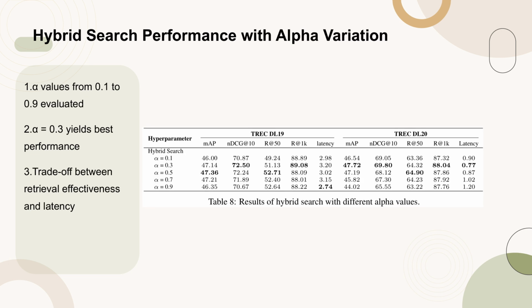Table 8 illustrates the results of hybrid search across various alpha values, which control the balance between sparse and dense retrieval components. The study evaluates alpha values ranging from 0.1 to 0.9, revealing that an alpha value of 0.3 provides the optimal performance. This finding suggests that fine-tuning the alpha parameter can significantly enhance retrieval effectiveness. However, it also highlights a trade-off between retrieval performance and increased latency, indicating that while higher alpha values can improve effectiveness, they also lead to slower retrieval times.